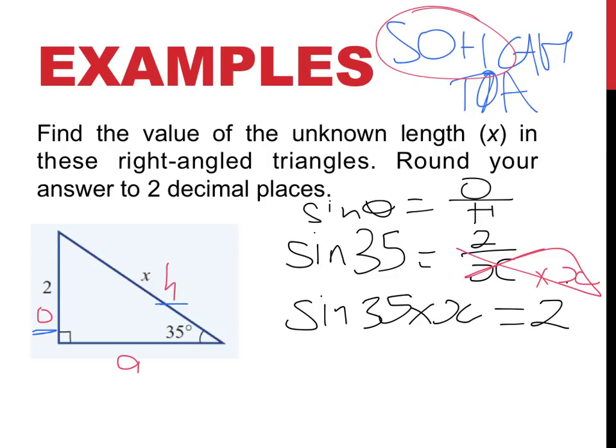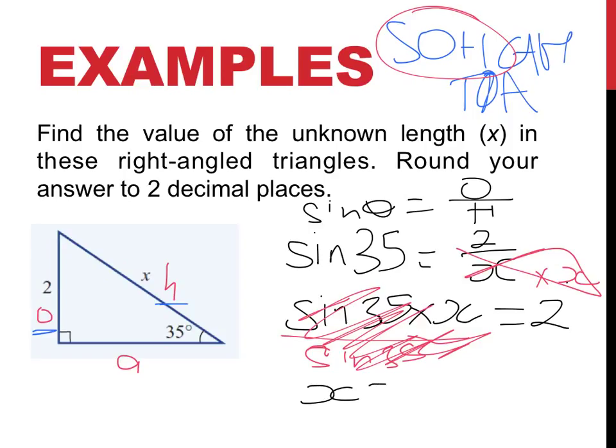Now I'm hoping some of you can see how I can get this x by itself now. The x is being times by sine 35 at the moment. So if I want to get that x by itself, I take away the sine 35. To take away the sine 35, if it's being multiplied, I divide it. If I divide this side by sine 35, and cancel out, all I'm left with is x.